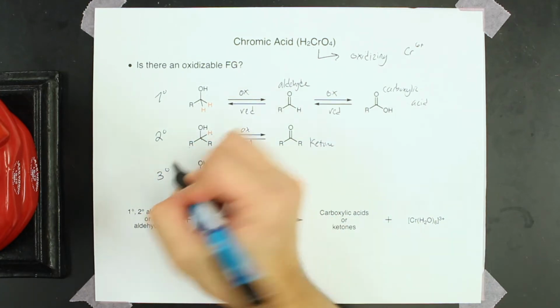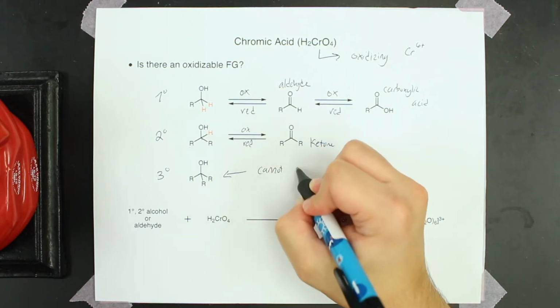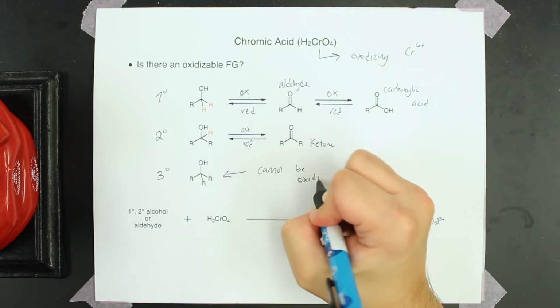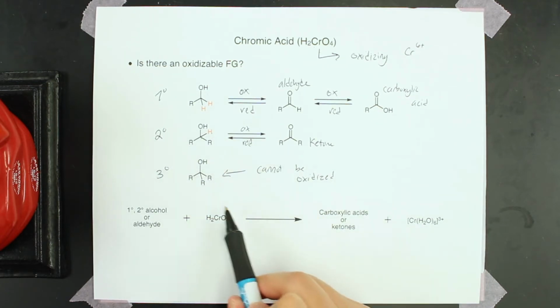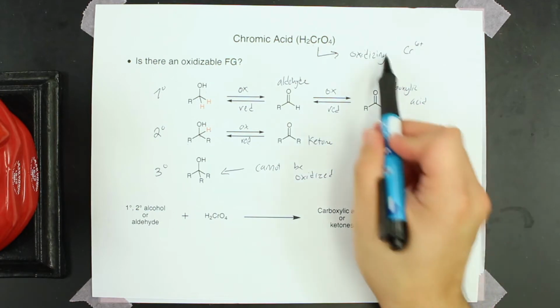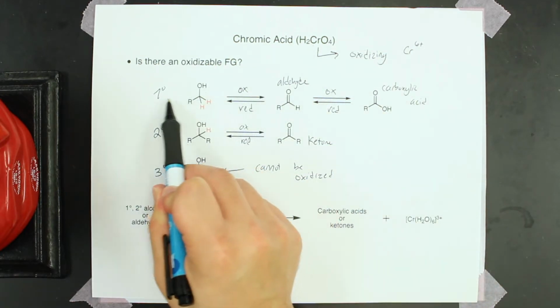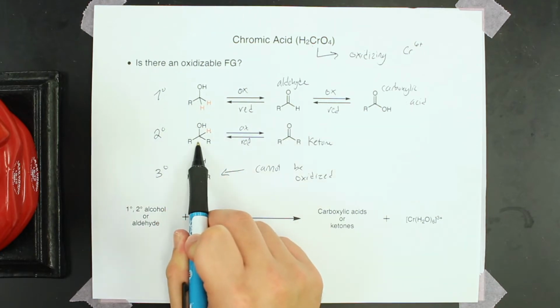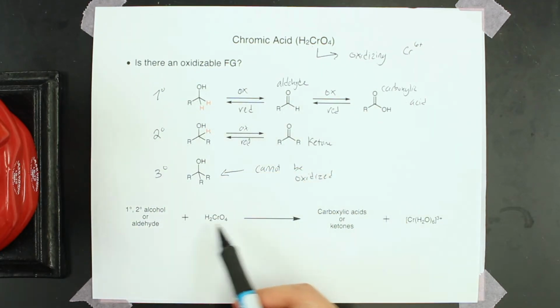For a tertiary alcohol, these groups cannot be oxidized, because they do not have alpha hydrogen. See, notice that they have 3 R groups and no alpha hydrogen. So tertiary alcohols will not be oxidized by chromic acid. So chromic acid can oxidize primary alcohols, secondary alcohols, and also aldehydes. So we have a little chart here depicting how that works.